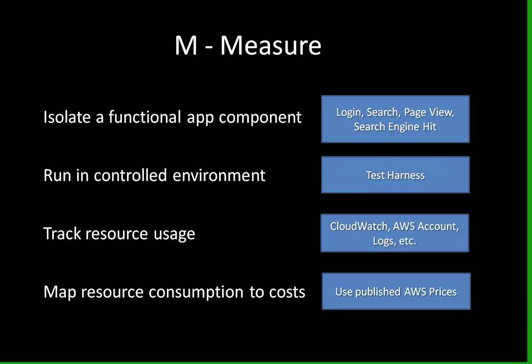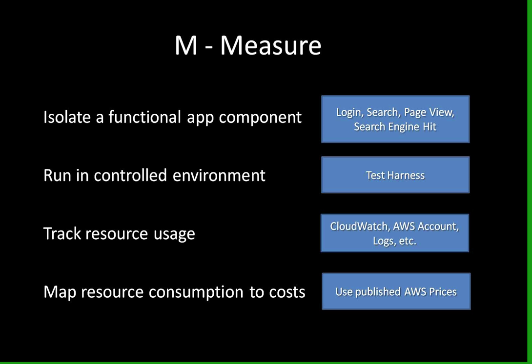Another methodology is to measure. So how do we do that? The first thing that we talked about, the modeling, was kind of an architecture-driven approach. This is more of an operational-driven approach. So what do we do? We start by isolating a functional component once again: login, search, page view, or a search engine hit. We're going to run it in some kind of controlled environment, a test harness that lets us do a multitude of that one particular function.